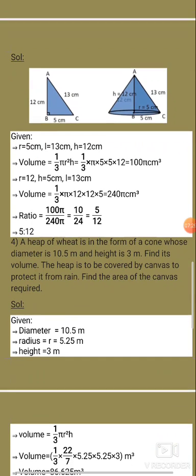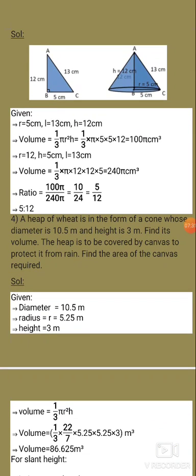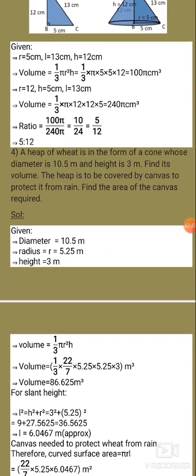So diameter 10.5, radius 5.25 when you divide it by 2. Height 3. Now volume is 1 by 3 pi r square h. So substitute all the values. When you cancel 5.25 by 7 and also when you divide it, at last what we get? 86.625 is the volume.